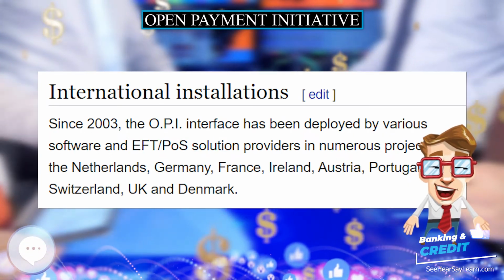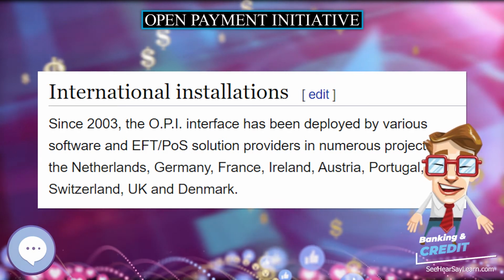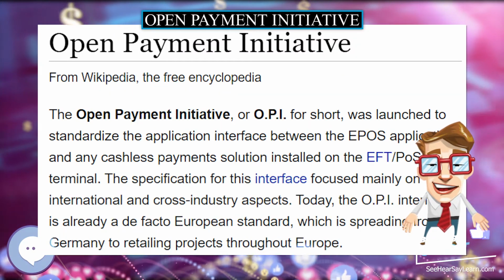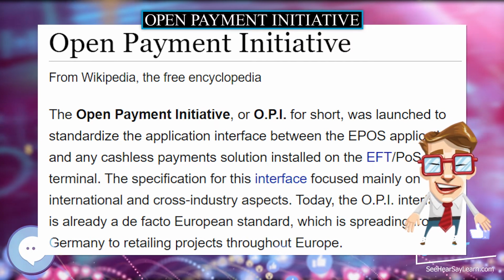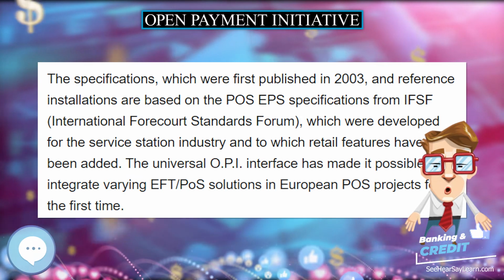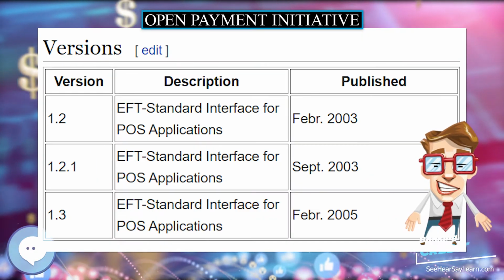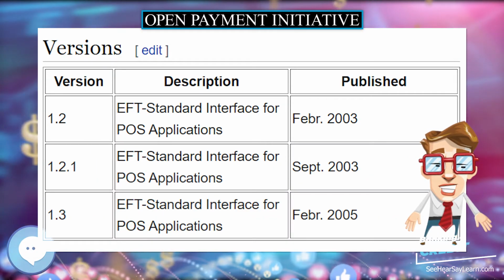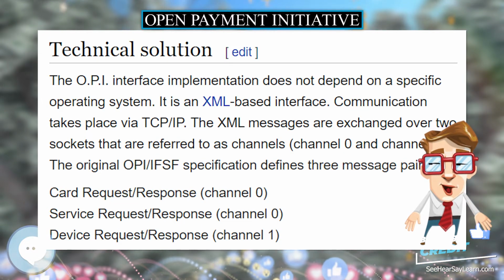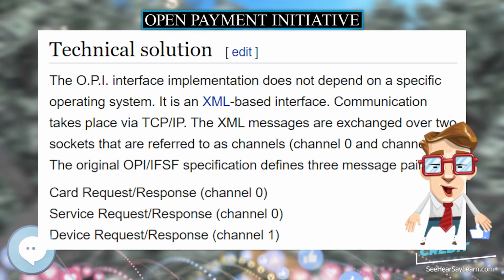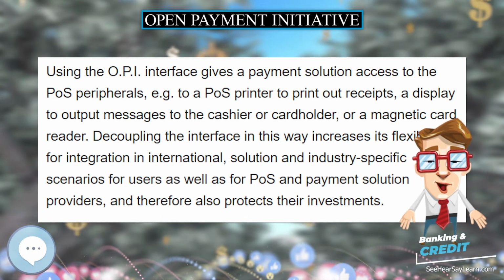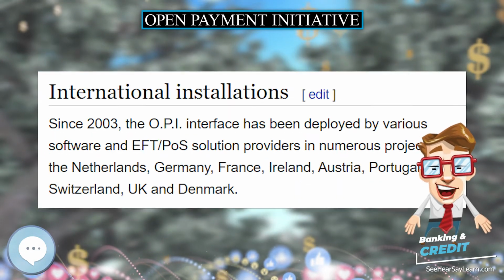Versions. Technical solution. The O.P.I interface implementation does not depend on a specific operating system. It is an XML-based interface. Communication takes place via TCP/IP. The XML messages are exchanged over two sockets that are referred to as channels, Channel 0 and Channel 1. The original O.P.I/IFSF specification defines three message pairs. Card request/response, Channel 0, Service request/response, Channel 0, Device request/response, Channel 1.